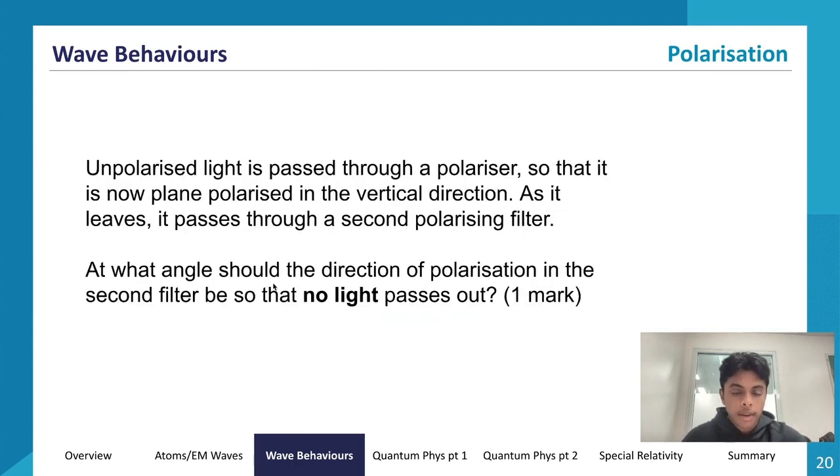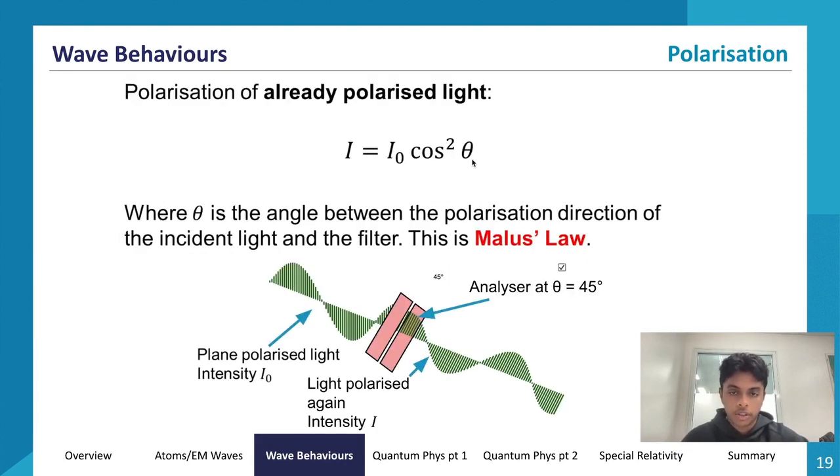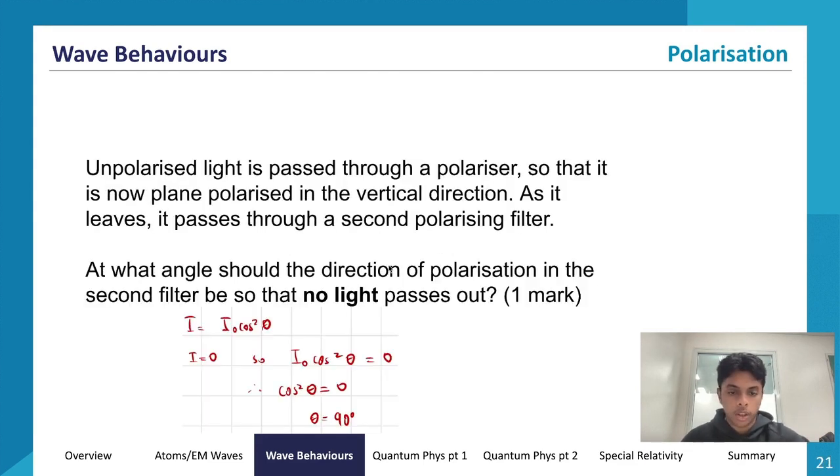The question asks, at what angle should the direction of polarization in the second filter be so that no light passes through? So they're trying to find what angle theta should be so that I is 0. So we'll lay out everything. I equals I naught cos squared theta. We need to let I equal 0, so I naught cos squared theta has to equal 0. We can divide through by I naught, so we get cos squared theta equals 0. And so theta will equal 90 degrees. So that's how we do it.